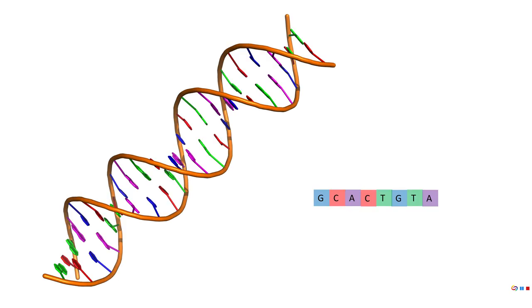So DNA looks like two strands that are twisted round each other, a double helix. But if we unwound it and took just one strand and looked at it, you'd find that it consists of four different building blocks called G, C, A, and T. Sometimes you might see a U instead of a T.